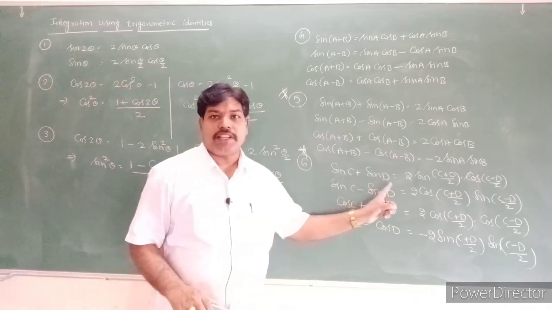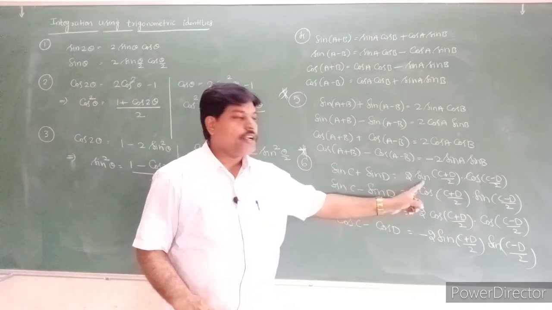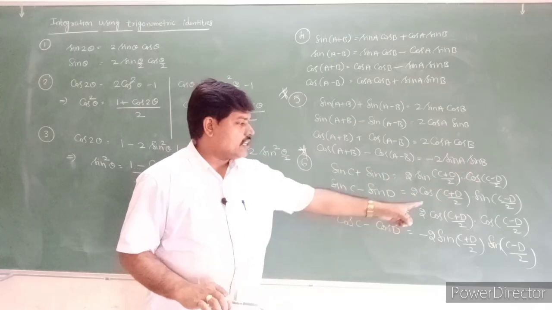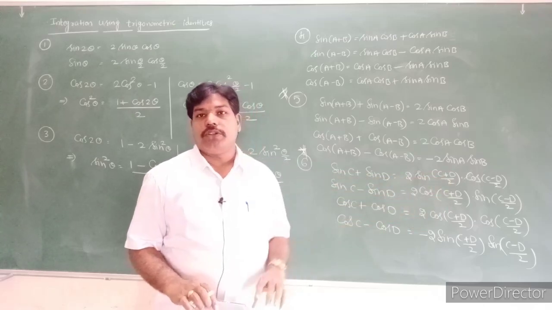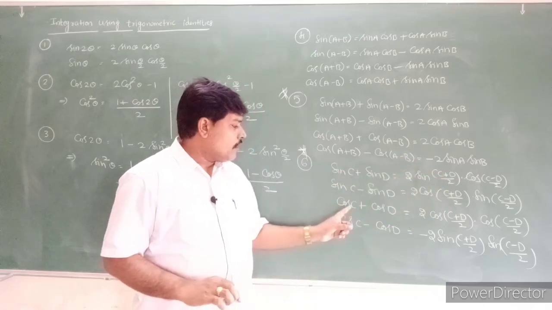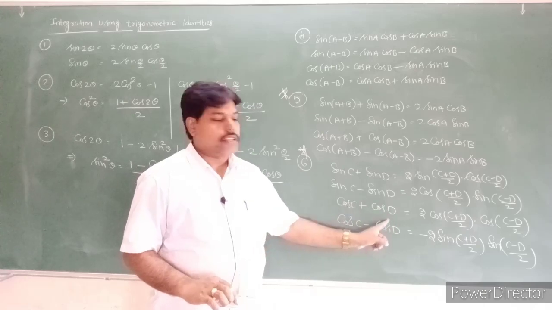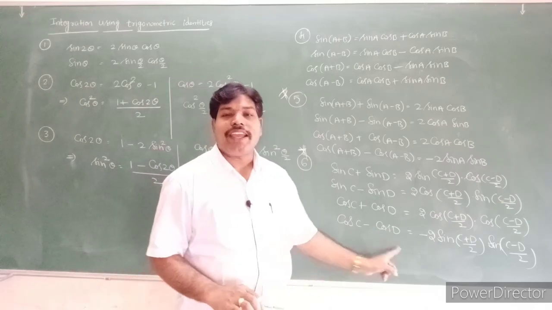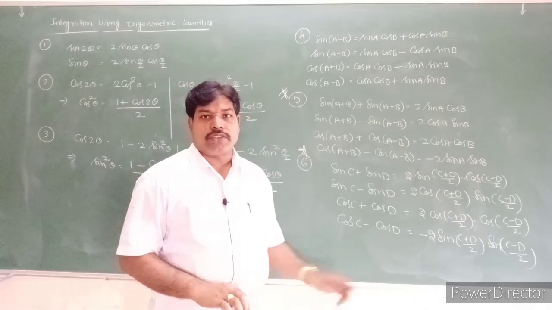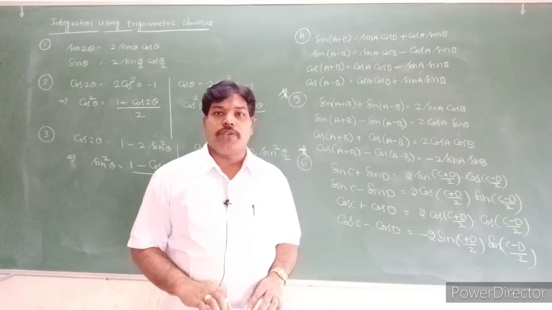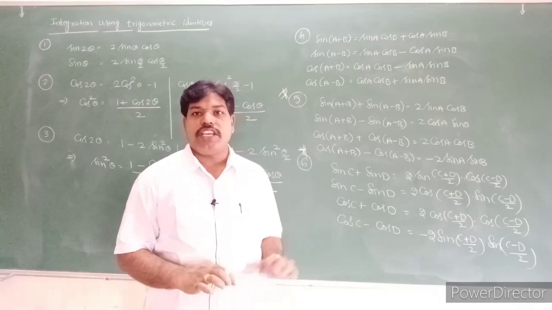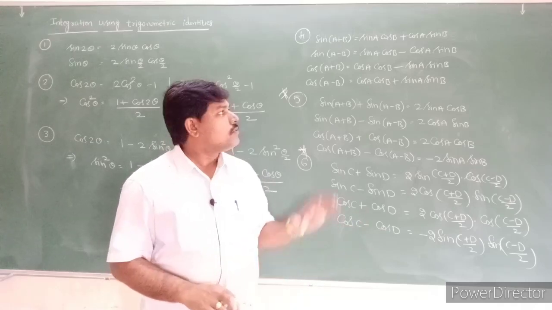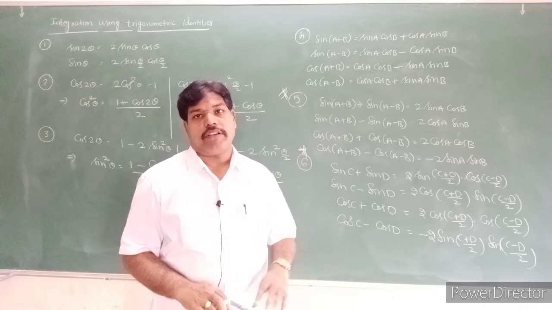So sin c plus sin d is 2 into sin of c plus d by 2 into cos of c minus d by 2. Sin c minus sin d is equal to 2 cos of c plus d by 2 into sin of c minus d by 2. Cos c plus cos d is equal to 2 into cos of c plus d by 2 into cos of c minus d by 2. Cos c minus cos d is minus 2 into sin of c plus d by 2 into sin of c minus d by 2. These are the formulas we are going to use in the exercise. Read these formulas, write them down, and learn them by heart.